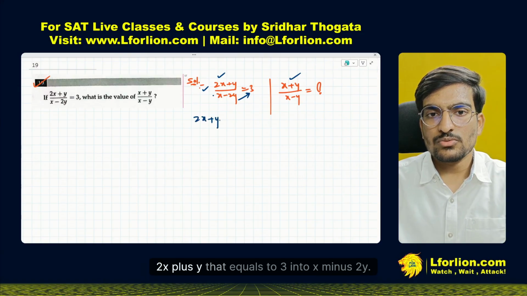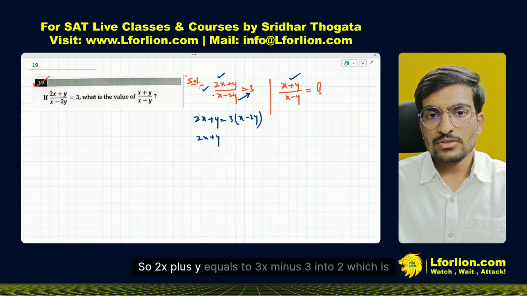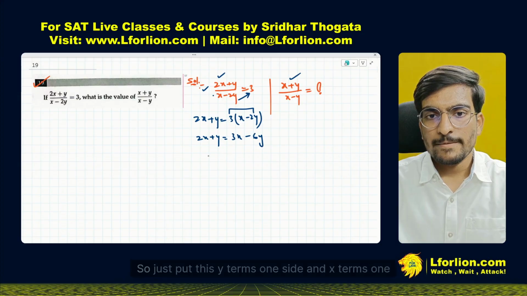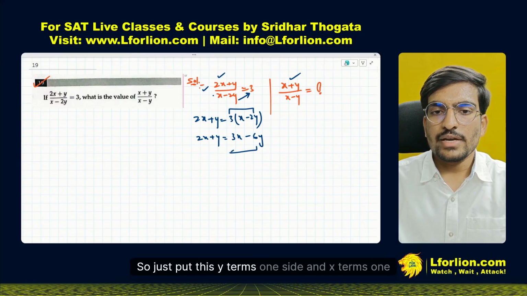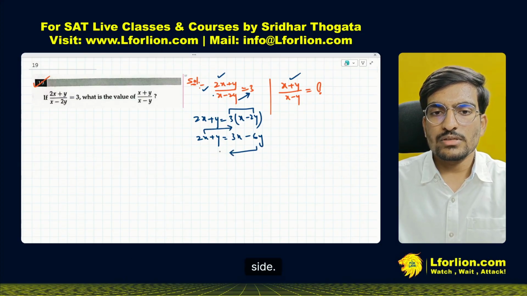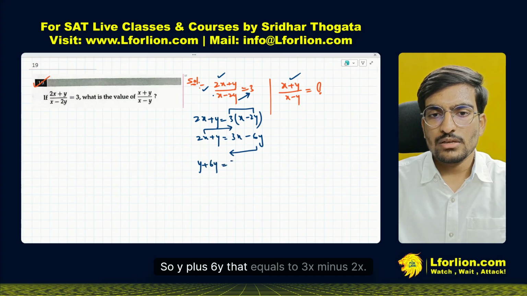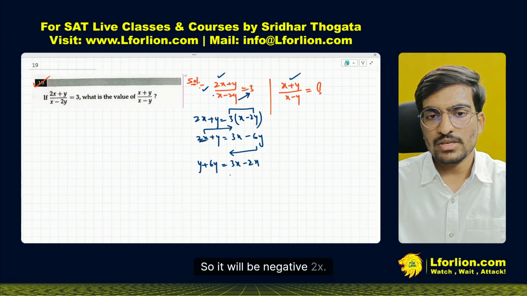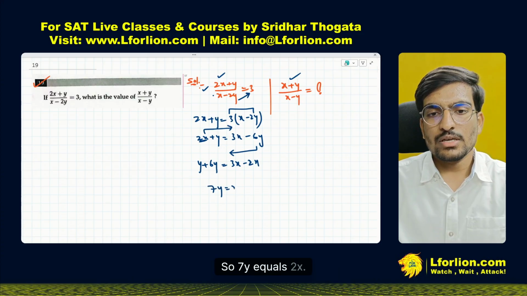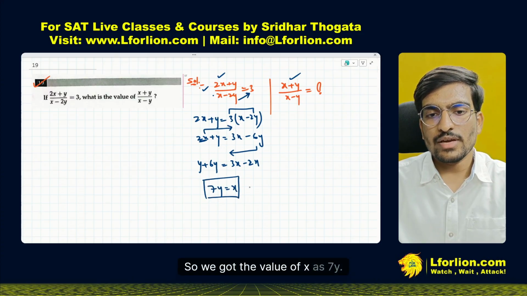Let 2x plus y equal 3 into (x minus 2y). So 2x plus y equals 3x minus 3 into 2, which is 6y. So just put the y terms on one side and x terms on one side. So y plus 6y equals 3x minus 2x. 2x is positive, so it will be negative 2x. So 7y equals x. So we got the value of x as 7y.